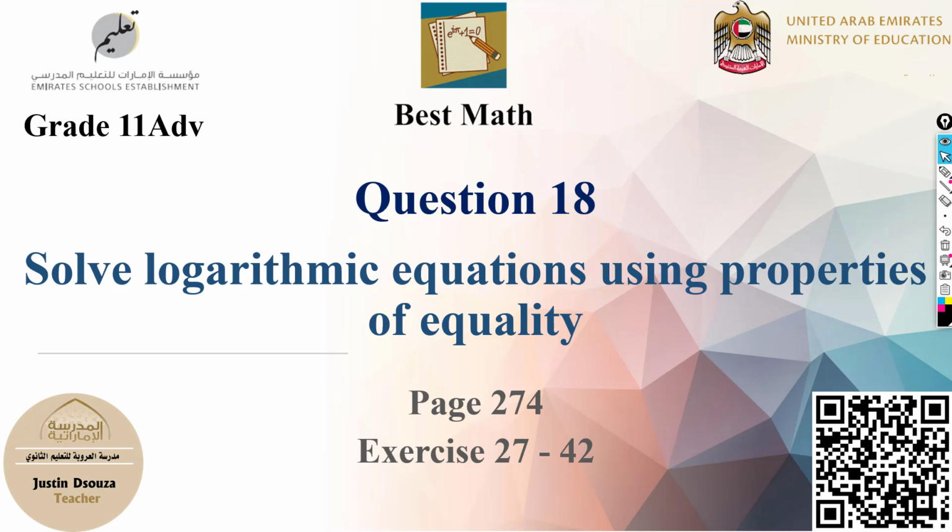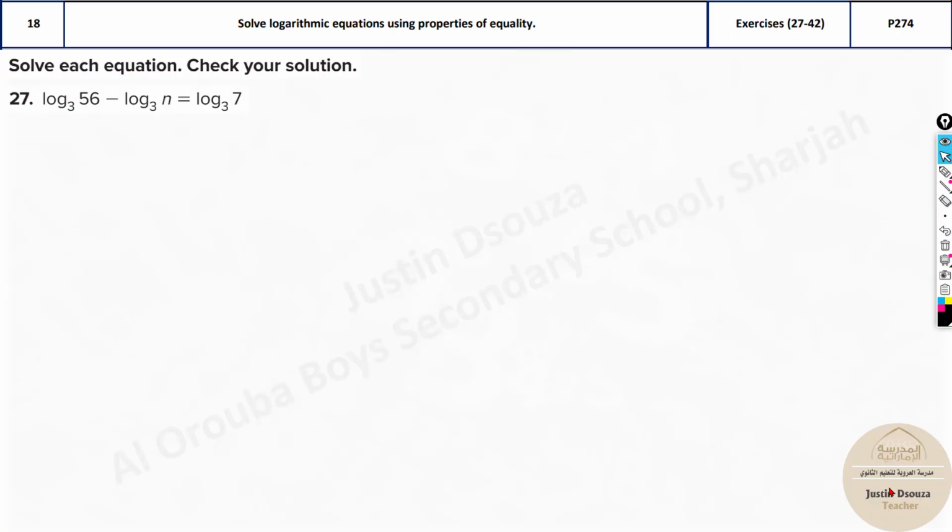The question number 18 is to solve logarithmic equations using properties of equality. Here you need to know the rules of logarithm. Let's look into a problem, you'll understand. Here you need to solve for n. Okay, how would you do it?